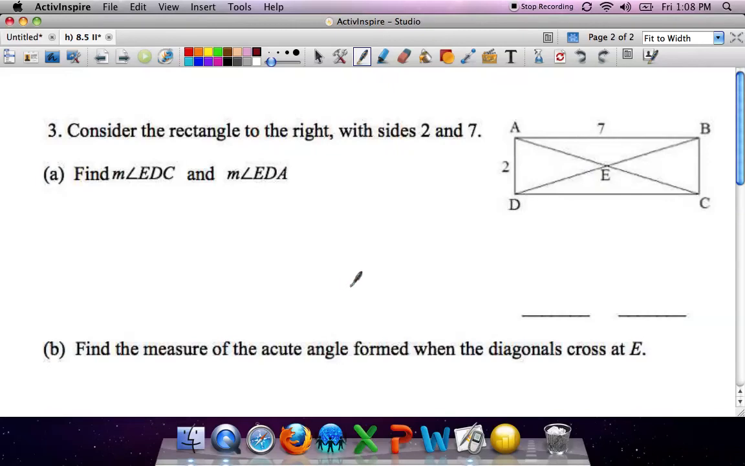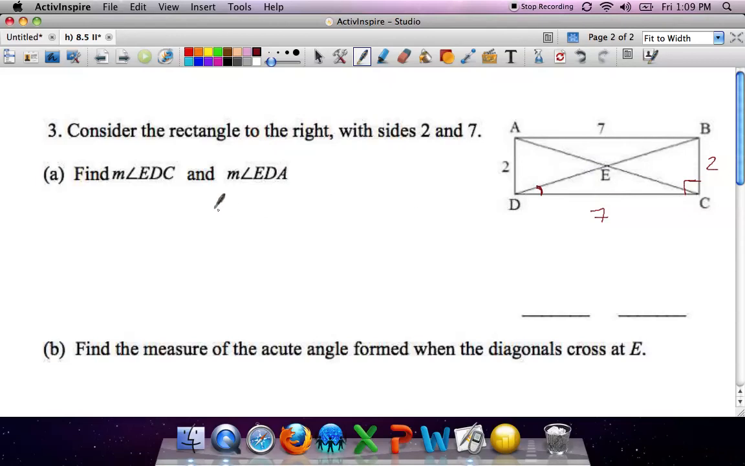Moving on, we're going to set up number 3. Consider the rectangle to the right with sides 2 and 7. Find the measure of angle EDC, which is right here. Okay, so we know this is 2 because it's a rectangle, and this is 7. A rectangle is a parallelogram with 90-degree angles. So if you look at this, this is simply a right triangle. We want to find angle EDC.